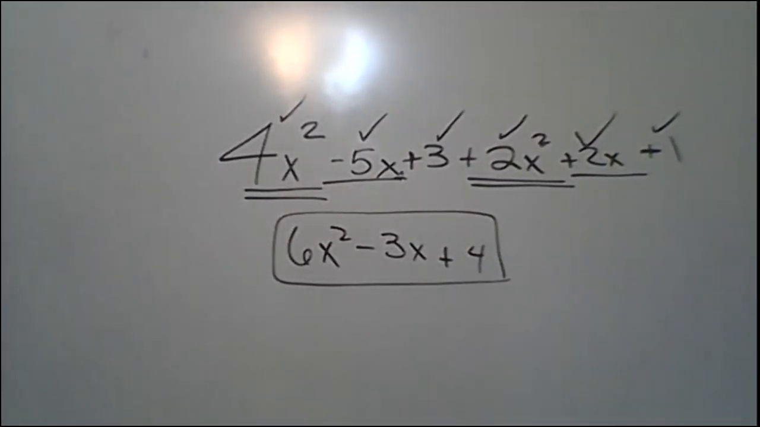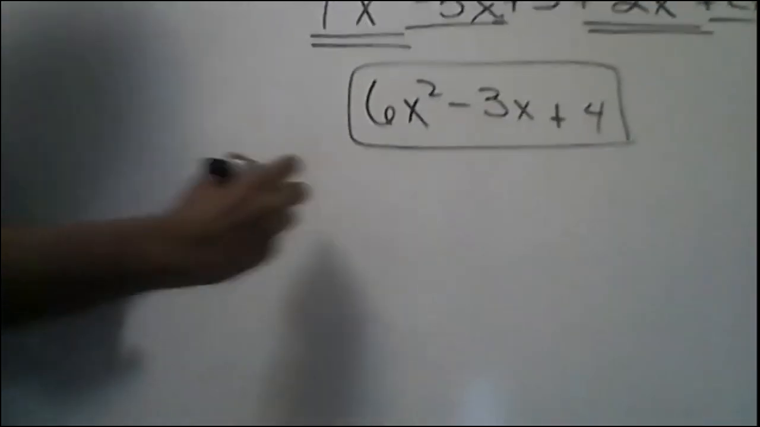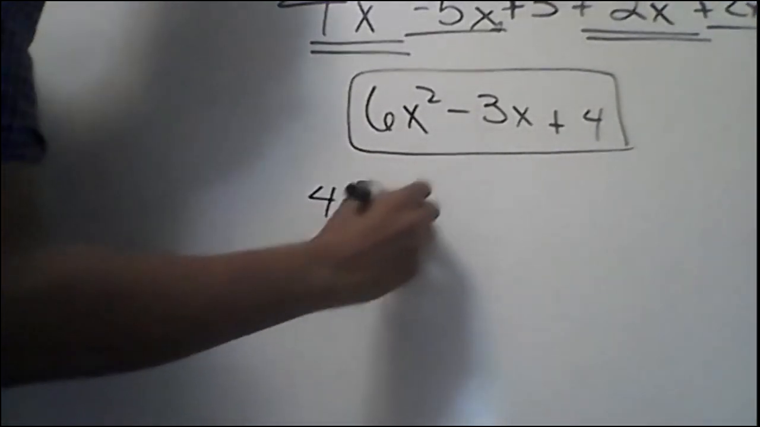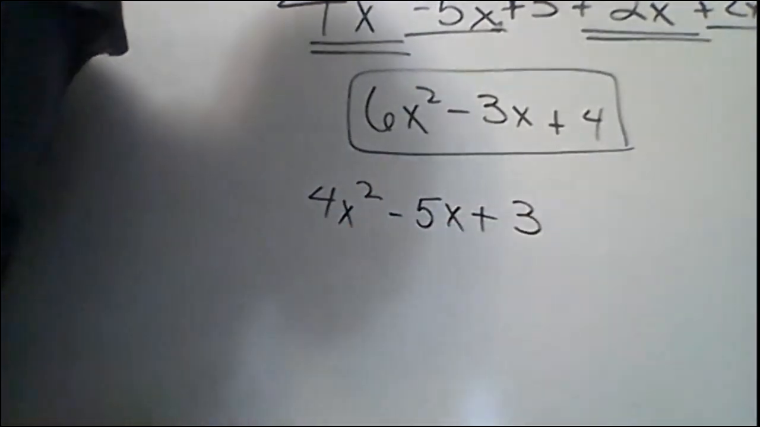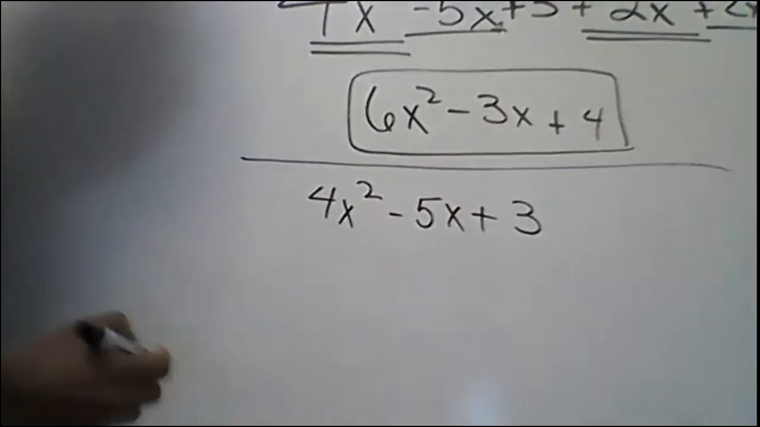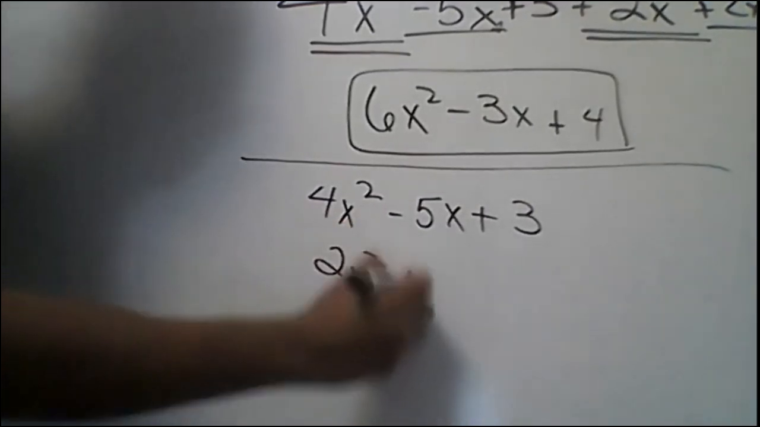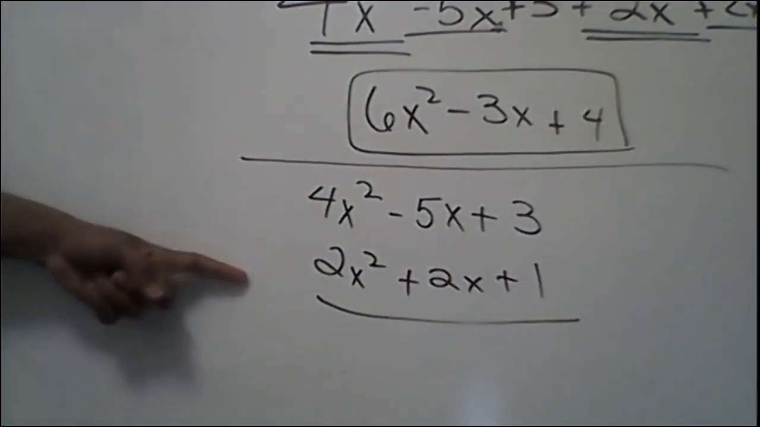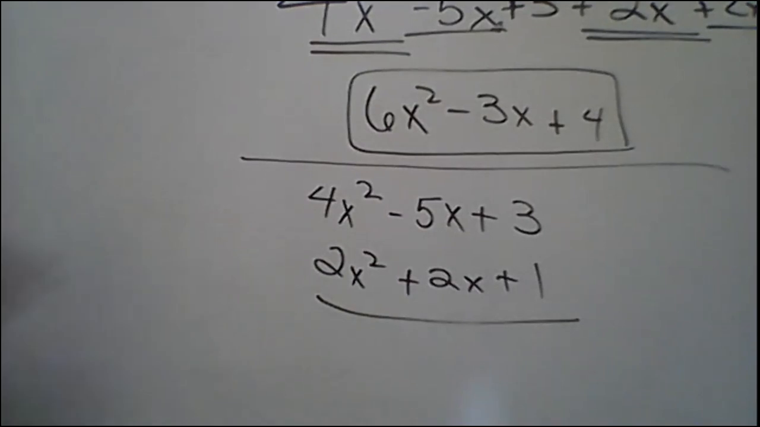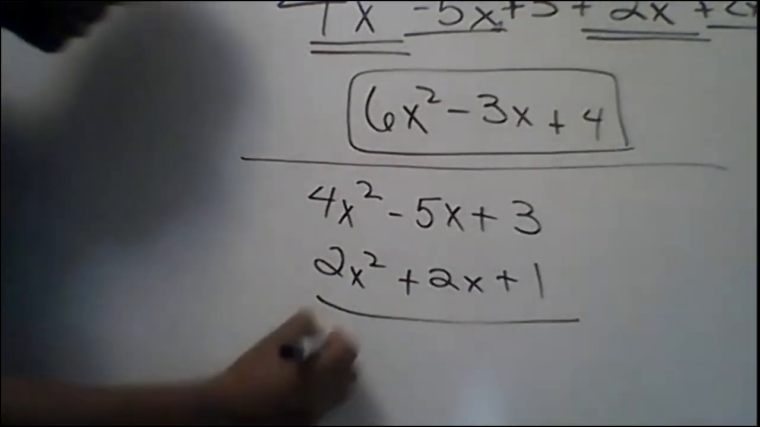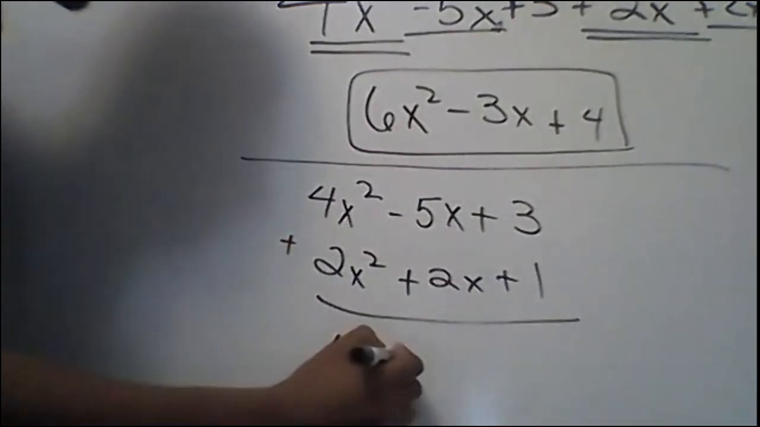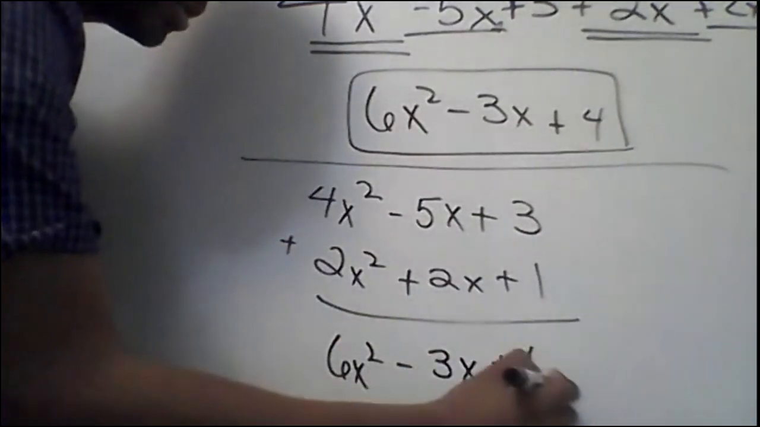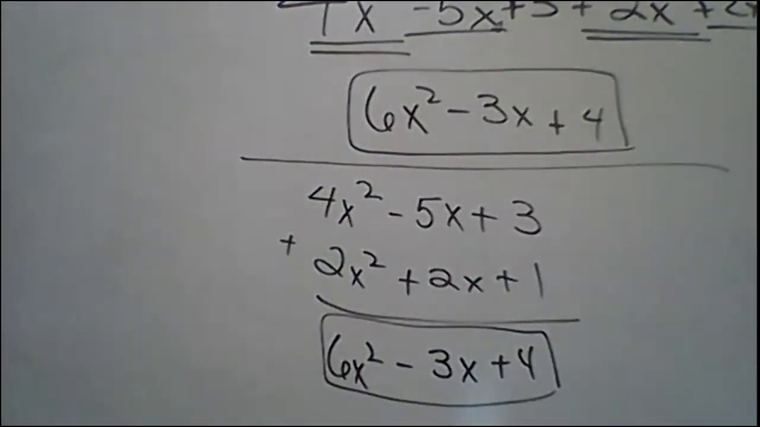All right. So that's one thing to do. Another thing, just move down here, is I can go 4x squared minus 5x plus 3. And I can do 2x squared plus 2x plus 1. And I can stack them like so. I believe it's easy. If I stack them, then I get 6x squared, I'm adding this, minus 3x plus 4. So if you like stacking, you can stack.